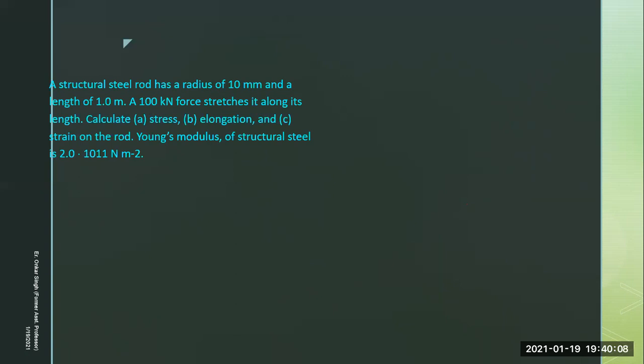So students, how will we do this? See, this is the rod. It has circular ends. The length is 1 meter, that is equal to 1000 mm, but let's keep it in meter only, 1 meter. The radius is 10 mm.